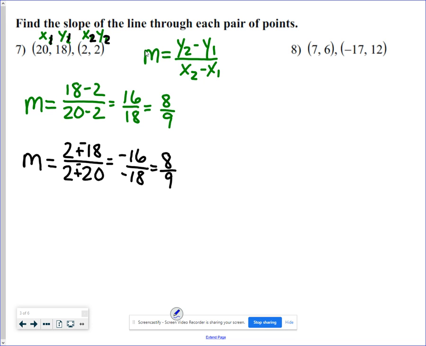In number 8, instead of labeling everything, I'm going to do my kind of shortcut method where I just draw my lines. The y's get connected on the top because the y's go on the top. The x's get connected on the bottom because the x's go on the bottom.